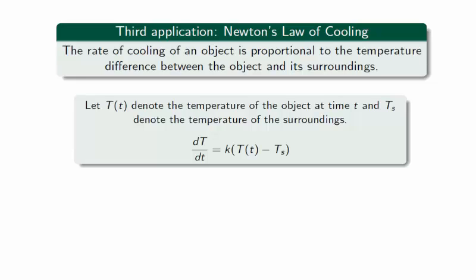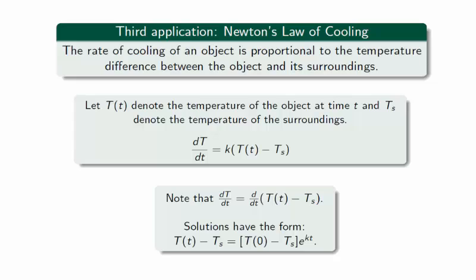dT/dt = k(T(t) - T_s). Note that dT/dt is d/dt of (T(t) - T_s). So while the above equation looks different, it still has the form dy/dt = ky. Here, y = T(t) - T_s. Thus, the solutions to the above differential equation have the form T(t) - T_s = (T(0) - T_s)e^(kt).